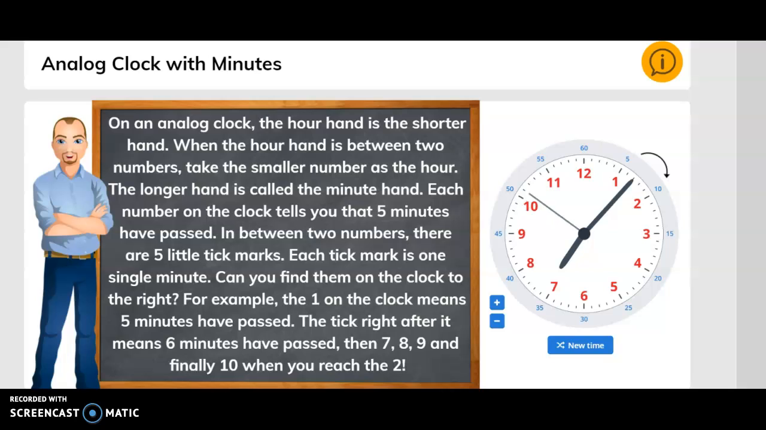In between two numbers, there are 5 little tick marks. Each tick mark is 1 single minute. Can you find them on the clock to the right? For example, the 1 on the clock means 5 minutes have passed. The tick right after it means 6 minutes have passed. Then 7, 8, 9, and finally 10 when you reach the 2.